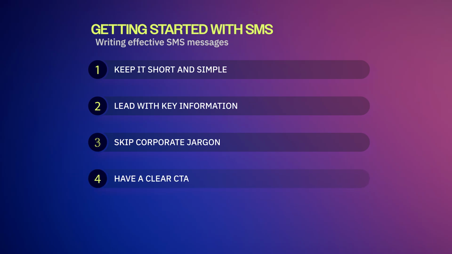Include a clear call to action. Tell them exactly what to do next, whether it's shop now, reply yes, or book your spot. Use link shortening and tracking. ActiveCampaign automatically shortens URLs so you stay within your character limit and tracks clicks. And use emojis strategically. One well-placed emoji can grab attention, but don't overdo it.